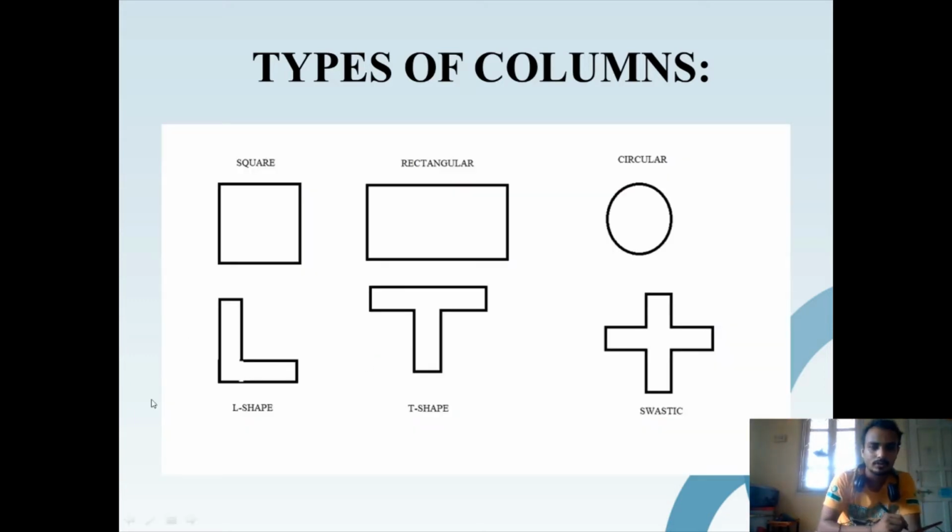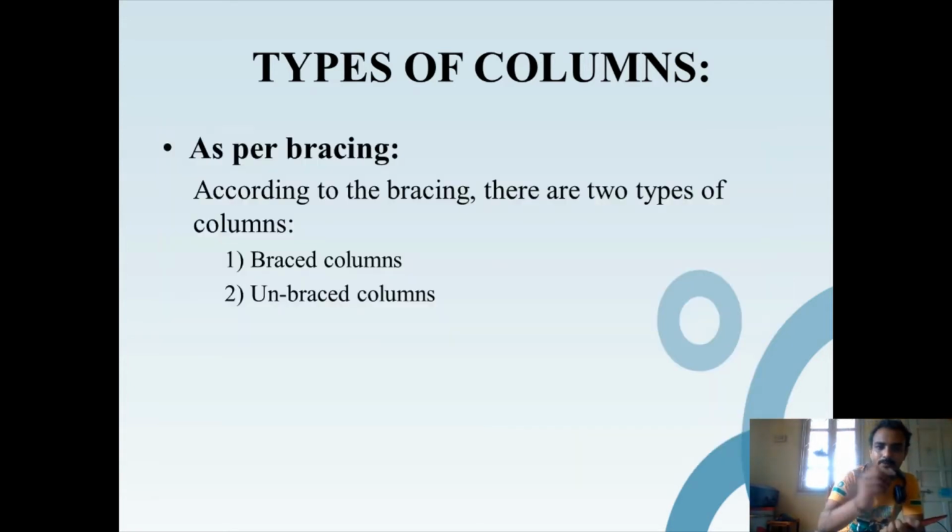Let's check. Here is a square. It's rectangular. It's circular. It's L shape. It's T shape, and it's swastik. These are based on the shape. Second is type of column as per bracing. We have two types: braced column and unbraced column.